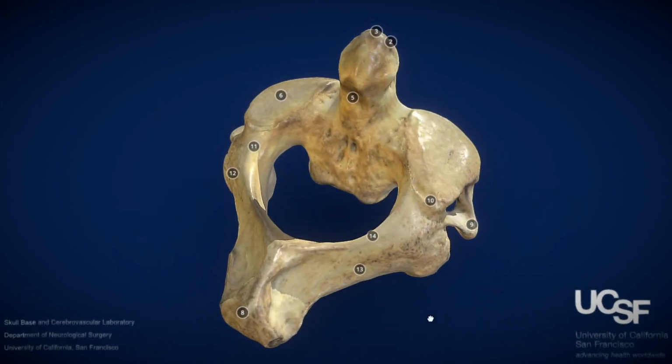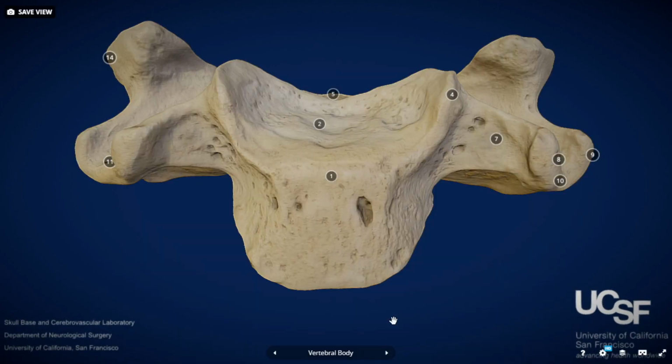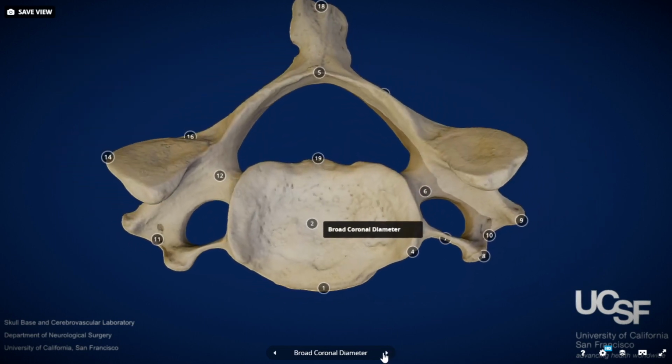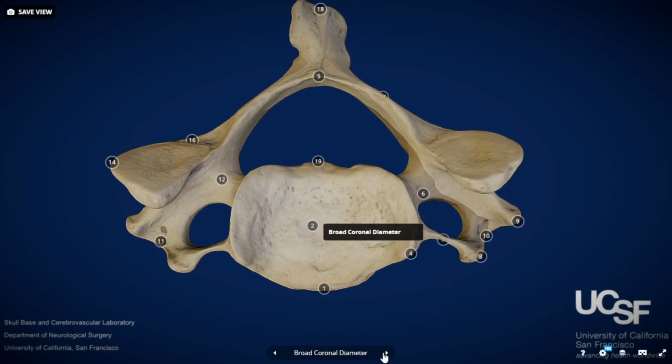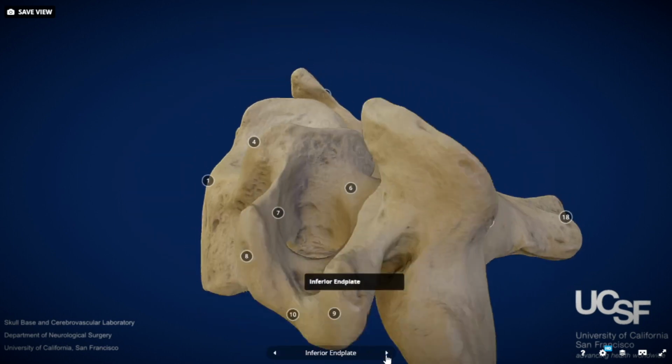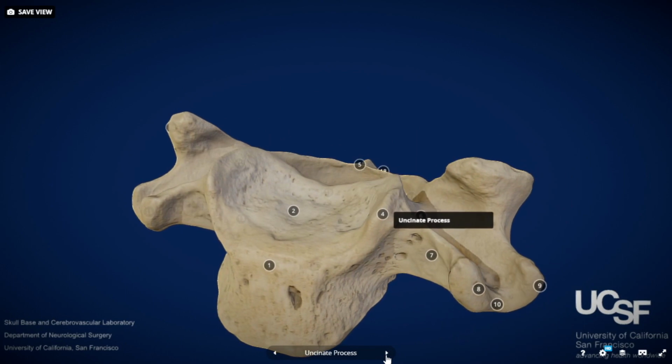of C1. What we see right here is a 3D representation of a typical vertebra. This is C4, and first we can see the vertebral body, which is a small vertebral body with a broad coronal diameter. This is the superior end plate, the inferior end plate, and the superior end plate is going to have two lateral projections, which are the uncinate processes. These processes are going to be just medial to the vertebral artery, which is going to run through the transverse foramen.